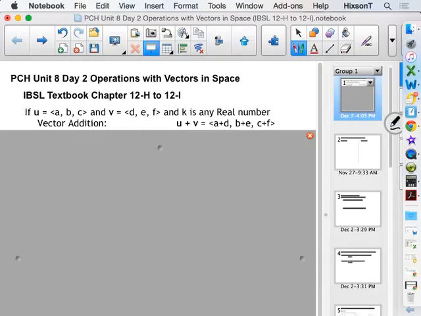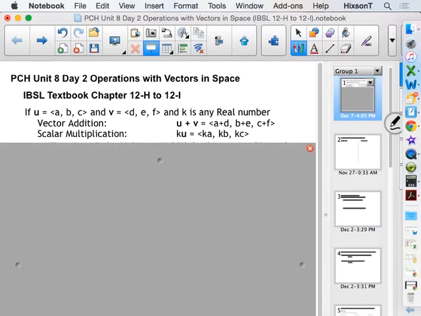Likewise, we also had scalar multiplication. If we had some number, k, a scalar, times a vector, like k times u, in two dimensions we distributed the k to each component. Well, we're going to do the same thing here in three dimensions. We distribute the k to each component of our vector.